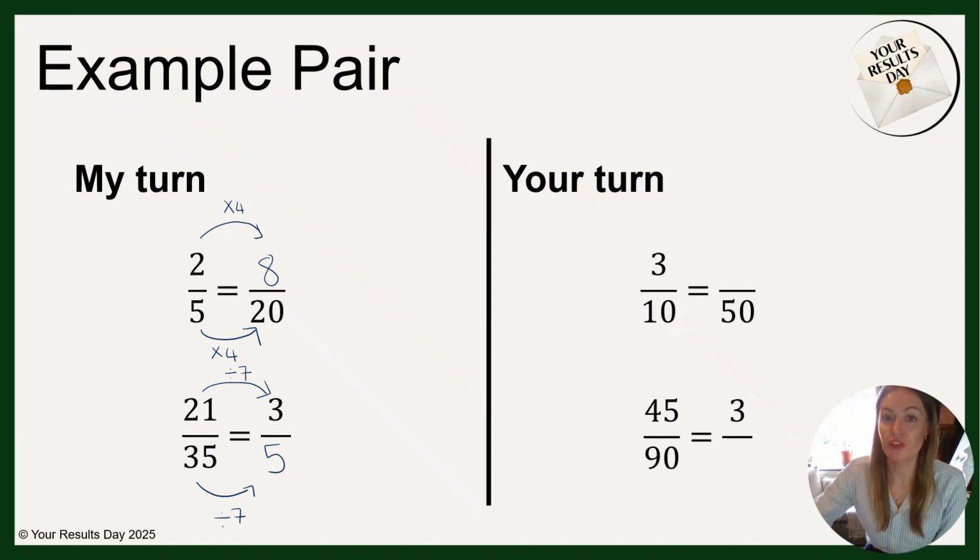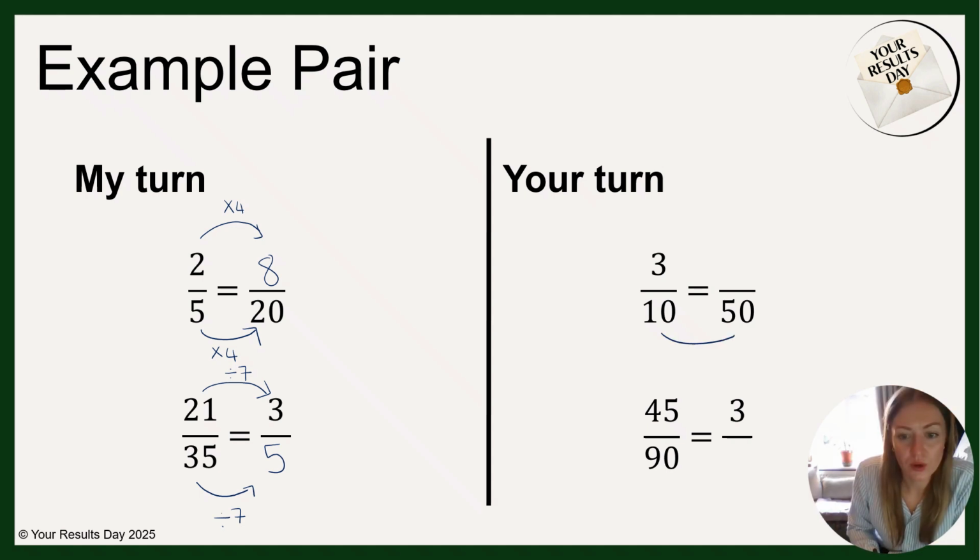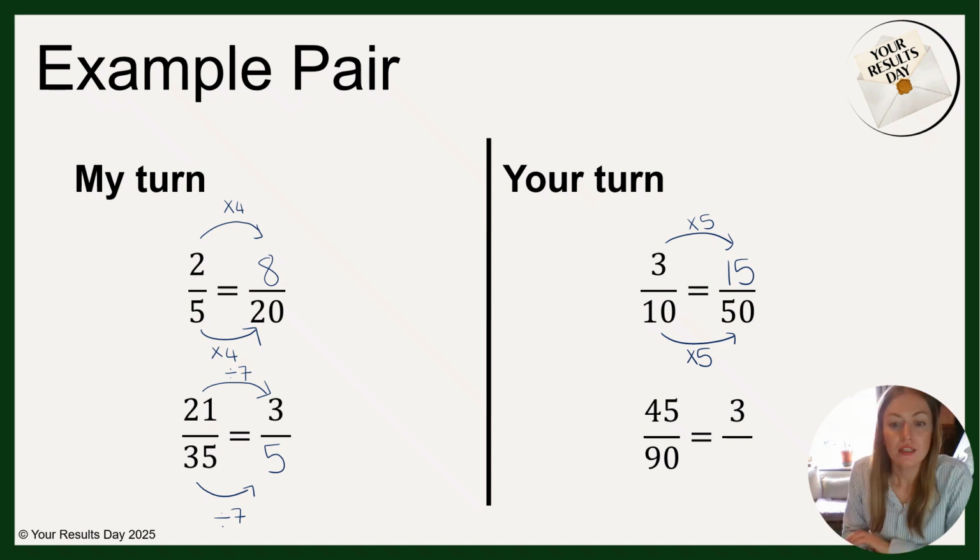Here are 2 questions for you to have a go at. I'm going to pop the answers up straight away, so if you pause the video and hit play when you're ready to see the solution. For this one, I can see that 10 to get to 50, I've got to times by 5. So if I do the same to the numerator, the number on the top, that will be 3 times 5, 15. And then for this second one, quite tricky, to get from 45 to 3, we would have to divide by 15.